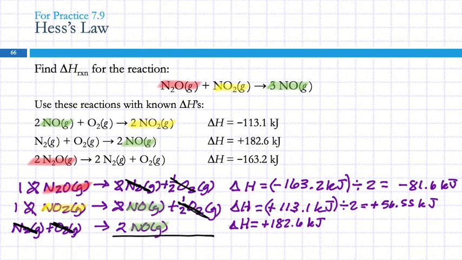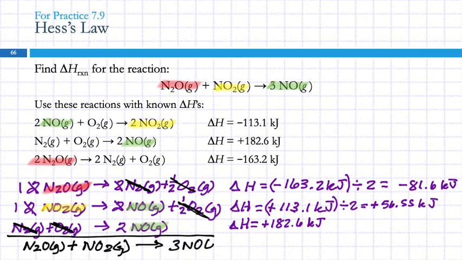And now what I'm left with is N2O gas plus NO2 gas makes one of these plus 2 of those, that's 3. I didn't do anything to this guy. I'm just going to write his 182.6 kilojoules. So I'm going to add those things together.